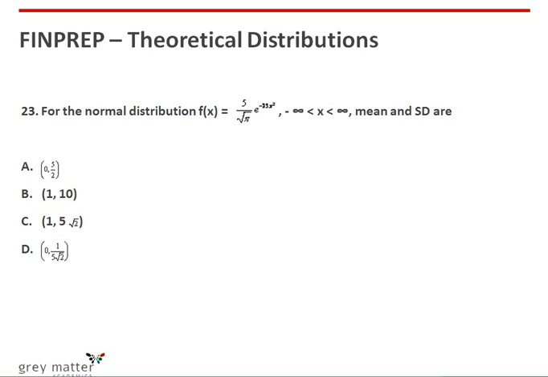23rd problem, for the normal distribution f of x equal to 5 by root pi e power minus 25 x squared, x lies between minus infinity to plus infinity, mean and standard deviation need to be computed.